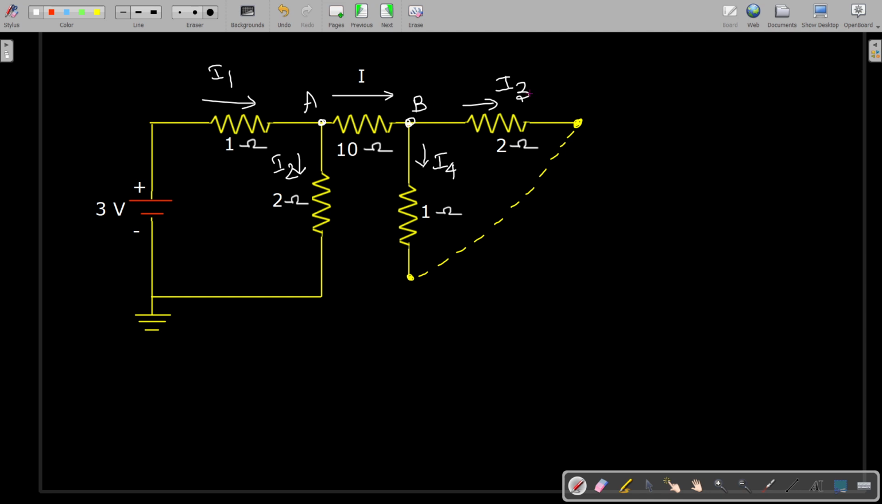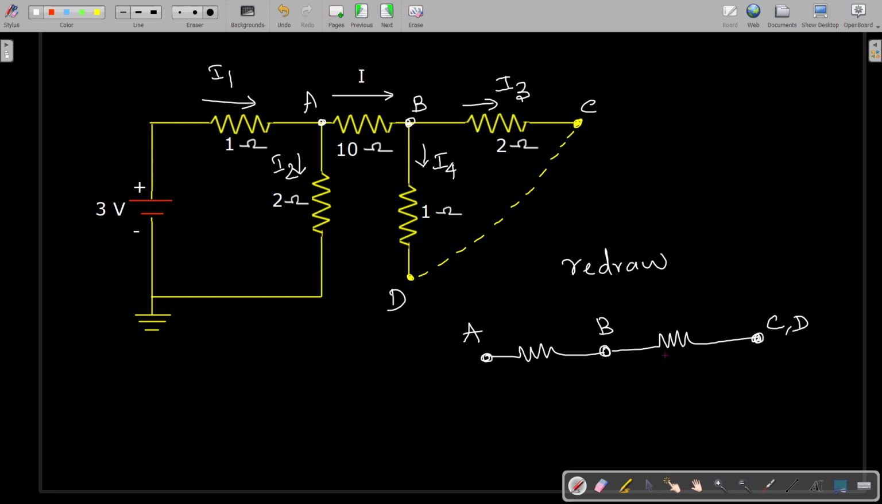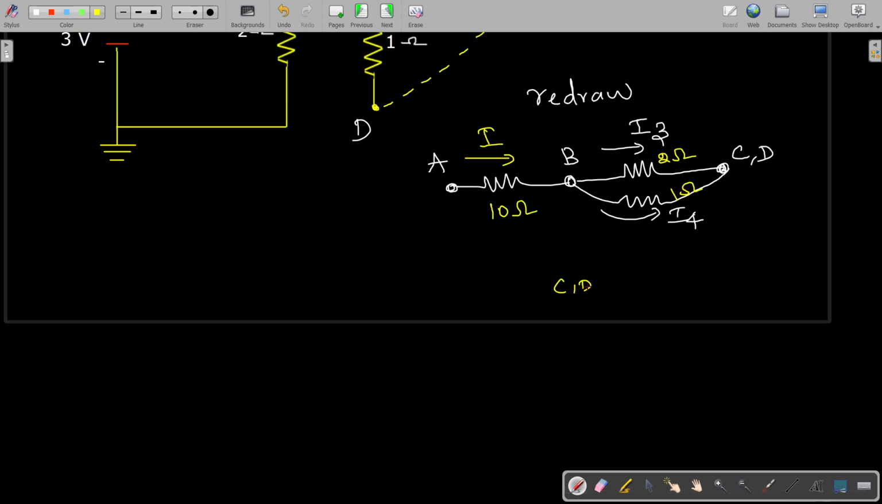When you consider this particular node C and D, both are the same, so for our convenience I can redraw this circuit with this portion alone. That means this is A, this is B node, and then I have drawn this, and this is C and D both. Here we have another resistance through which this I3 current is flowing, here through which this I4 current is flowing, and this is your 1 ohm resistor, and here we have this 2 ohm resistance. This is where we want to find out this current I, that is the 10 ohm resistance.